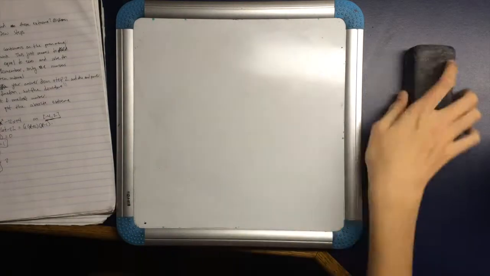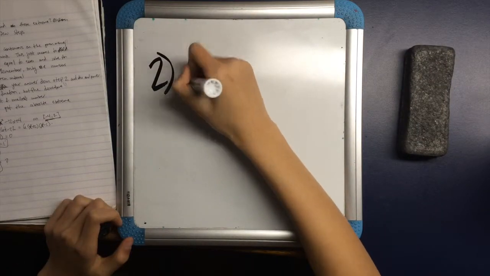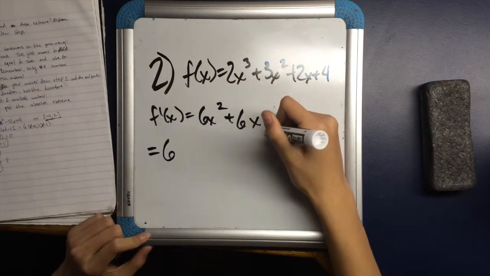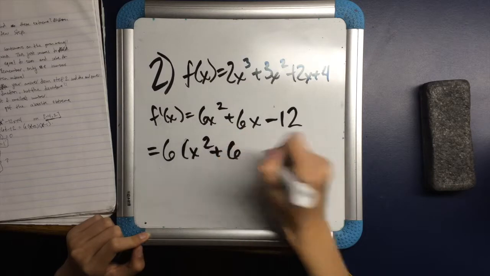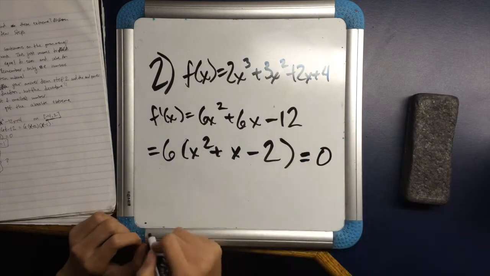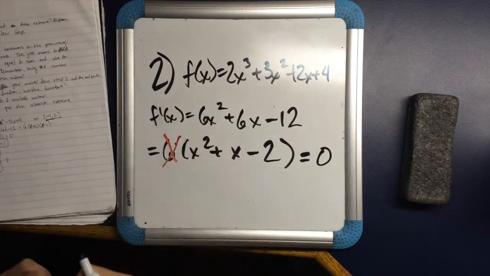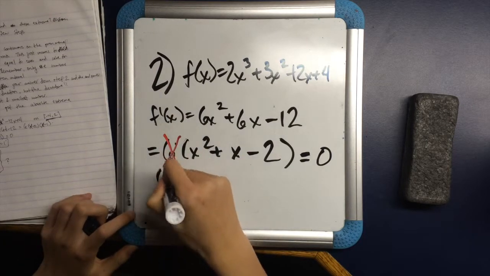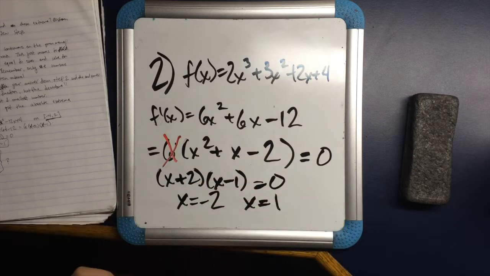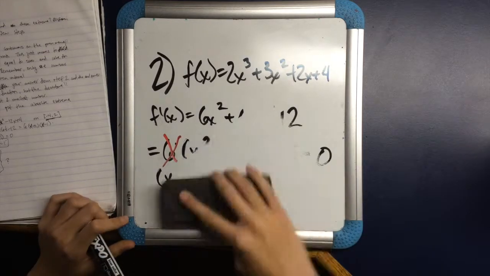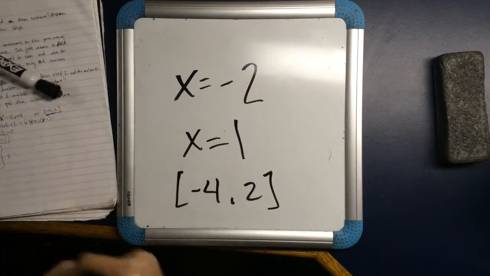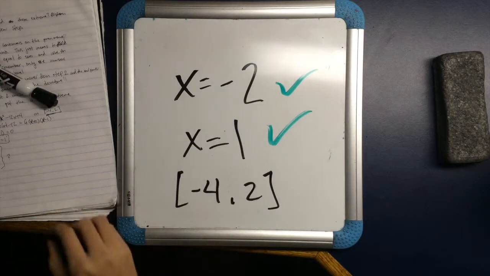Step 2, find the critical points. That means finding the derivative, and the derivative of the function should be 6x squared plus 6x minus 12. You could simplify to 6 times parentheses x squared plus x minus 2. Set it equal to 0 and simplify some more, and you should get parentheses x plus 2 times parentheses x minus 1 is equal to 0, and you get x equals negative 2 and 1. Now check to see if these two numbers are okay on the interval of negative 4 and 2, and they are.